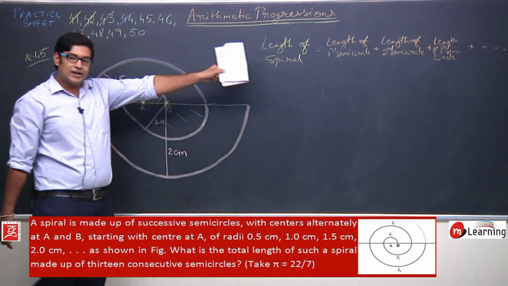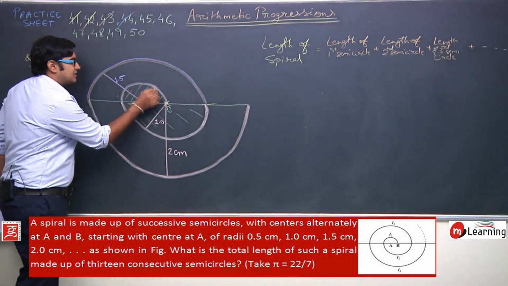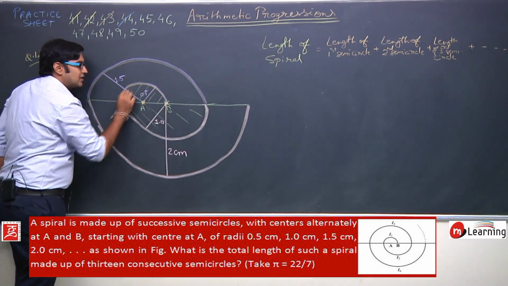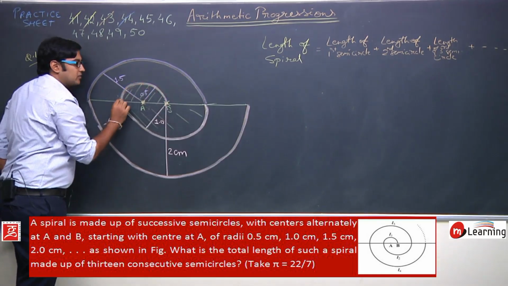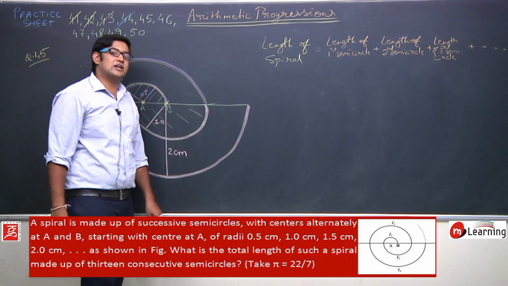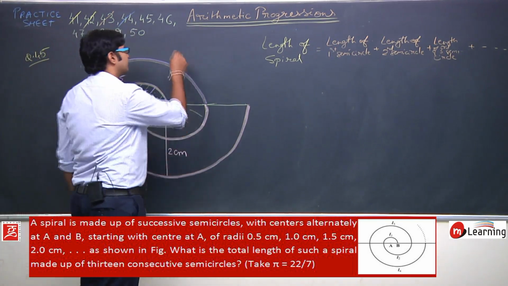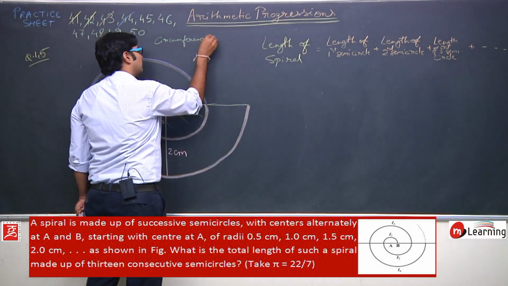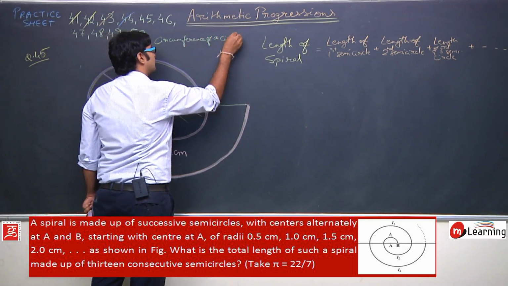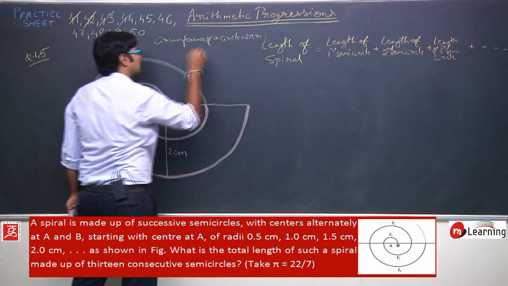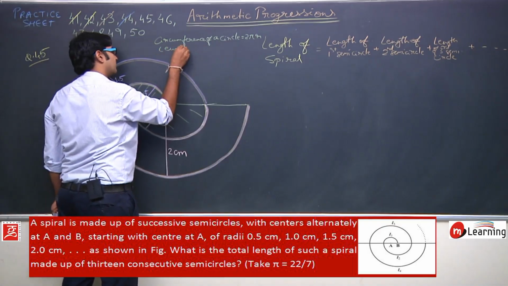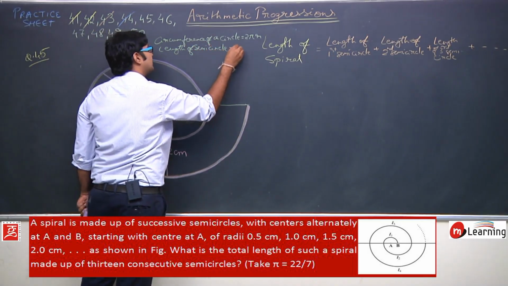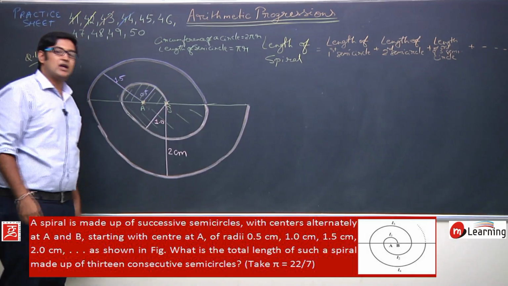Okay, so if I ask you what is the length of this semicircle, the length of this semicircle means the circumference of this semicircle. Okay, the length of the boundary. You know what is the circumference of a circle? Circumference of a circle is equal to 2 pi r. So what is the length of semicircle? Length of semicircle will be half of this, that is pi r.